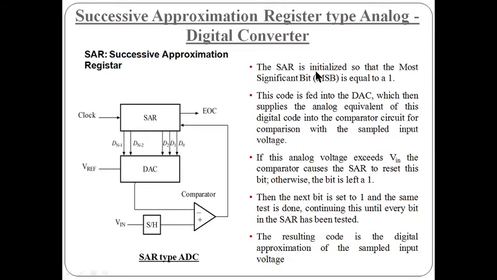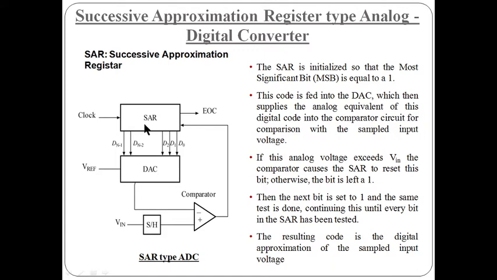Here the SAR is initialized to set the most significant bit equal to 1. This code is fed into the DAC, which then supplies the analog equivalent of this digital code to the comparator circuit for comparison with the sample input voltage.